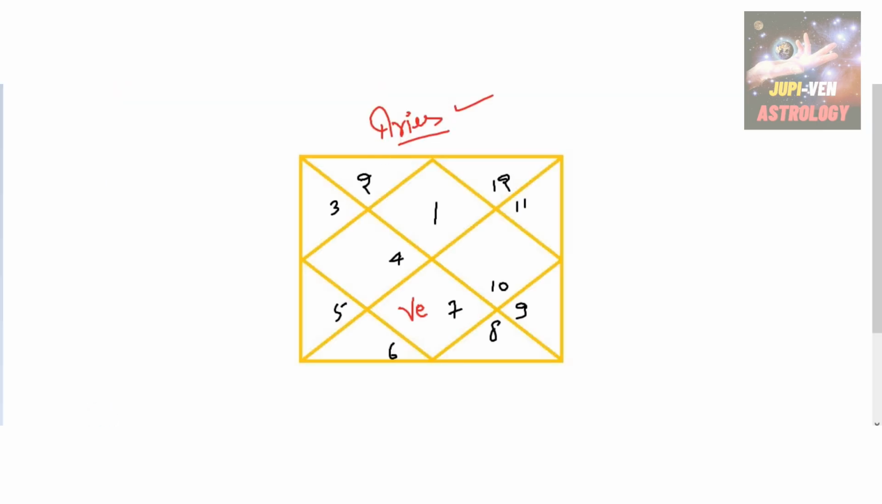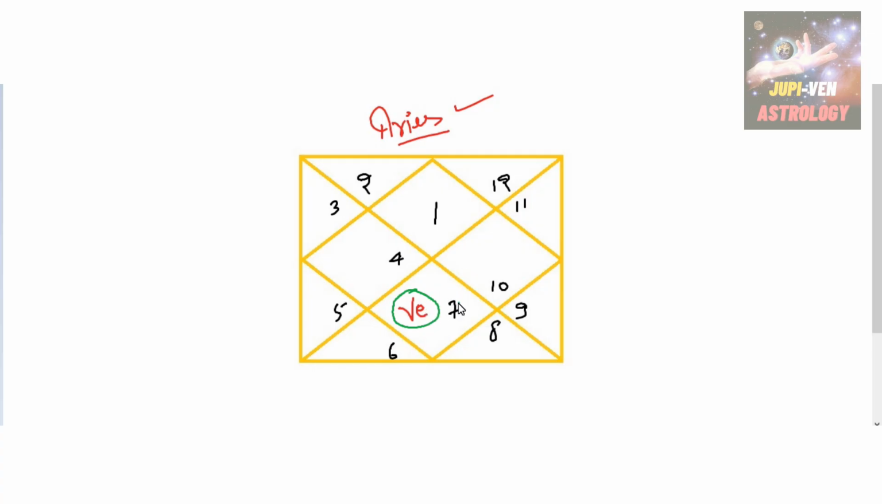Now here you can see the example of a person. He is an Aries ascendant, so his seventh lord is Venus. Now you need to see where your seventh lord is placed. The seventh lord can be placed in the first house, second house, third house, fourth house, fifth house, sixth house, seventh house, up to the 12th house; it can be in any house. In his case, his seventh lord, Venus, is sitting in the seventh house.